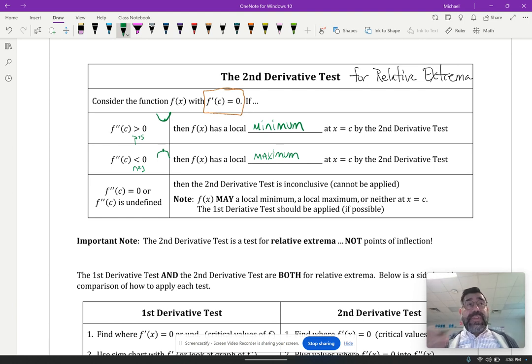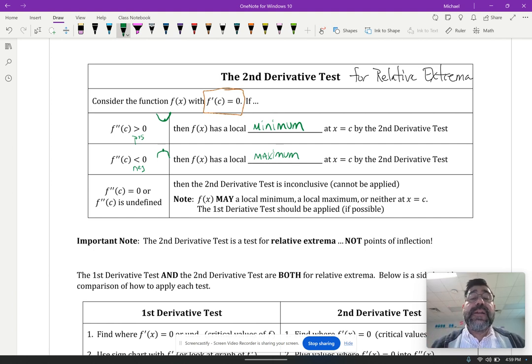Some people consider the second derivative test for relative extrema to be a shortcut because you find the critical points just like you do in the first derivative test. But instead of making a sign chart, you take the second derivative and then plug those critical points into the second derivative to determine what kind of concavity I have. And it is shorter. It could be a lot shorter than the first derivative test.